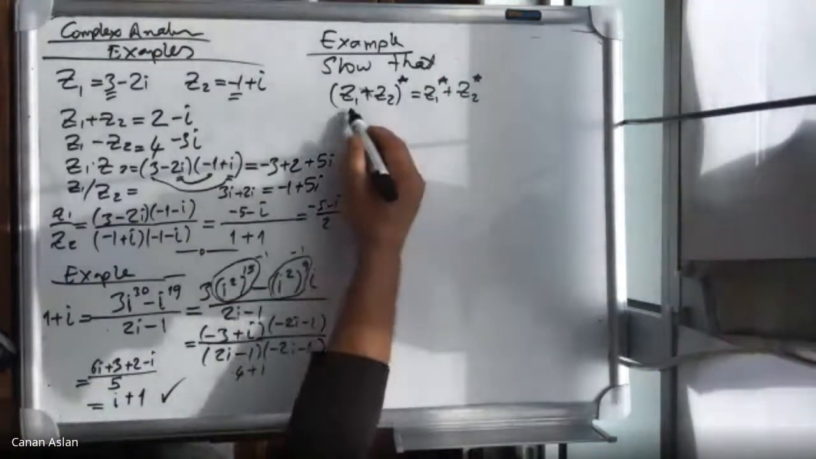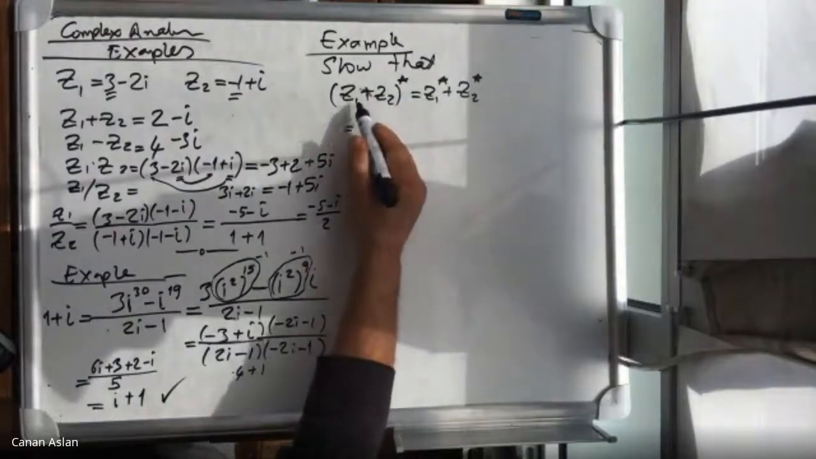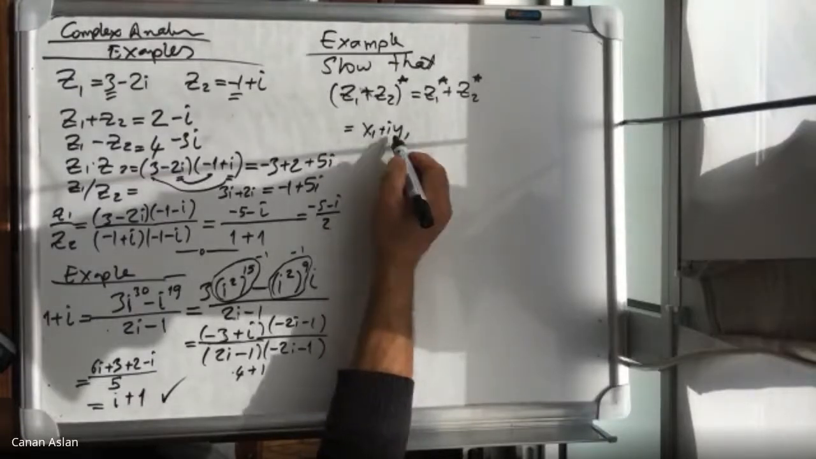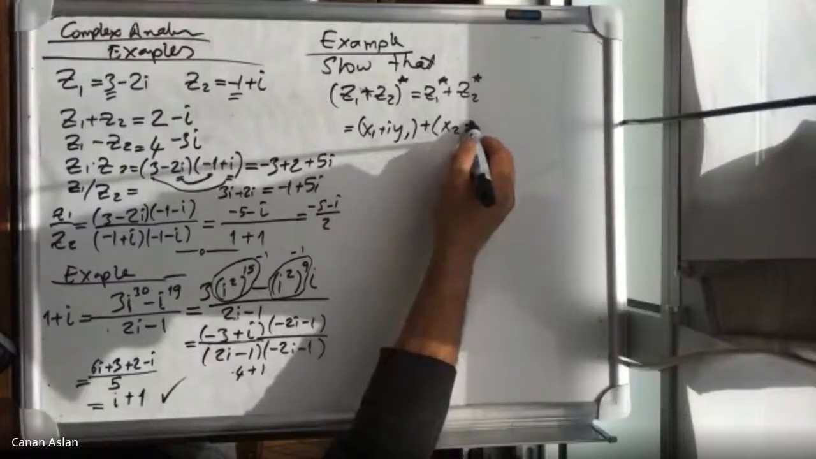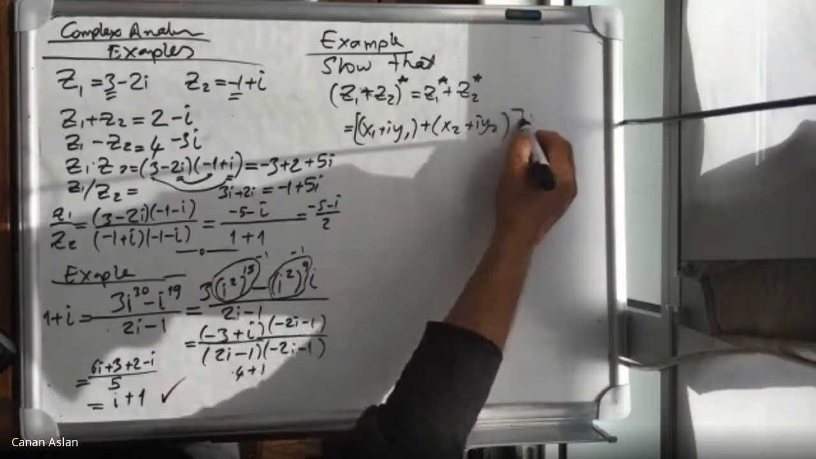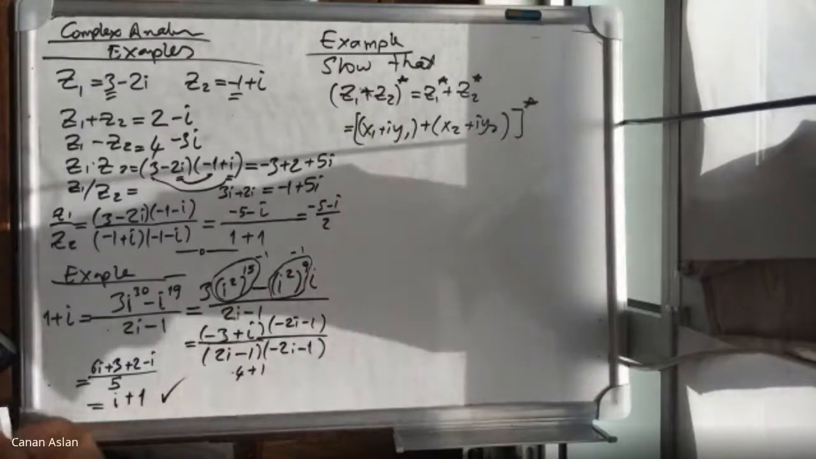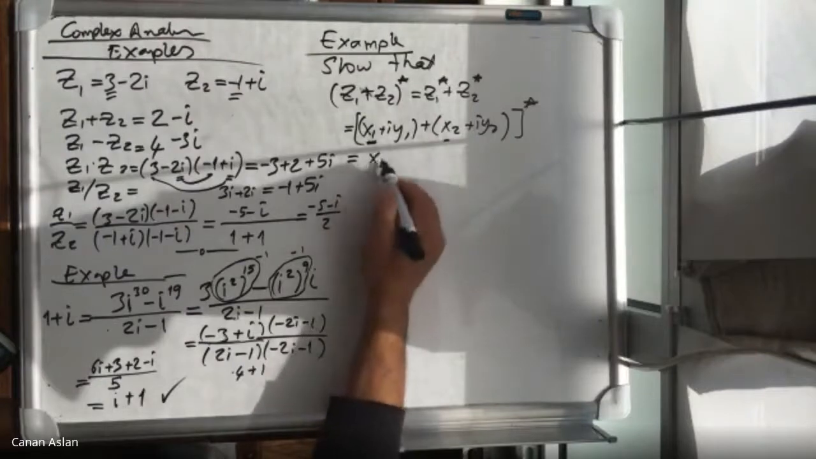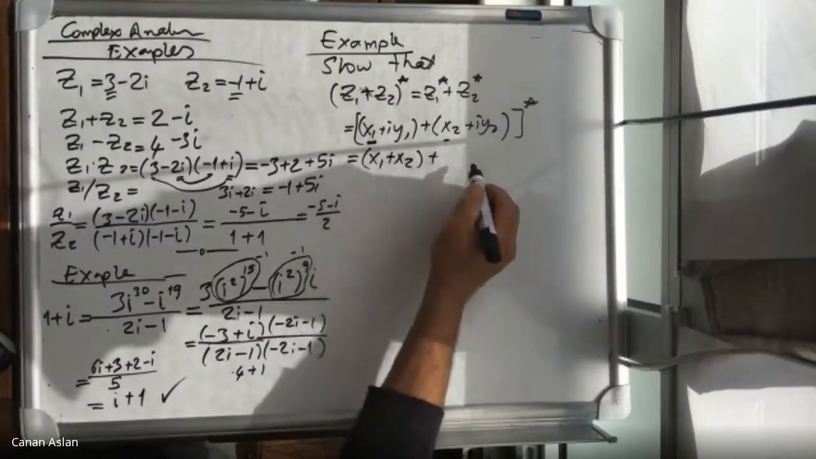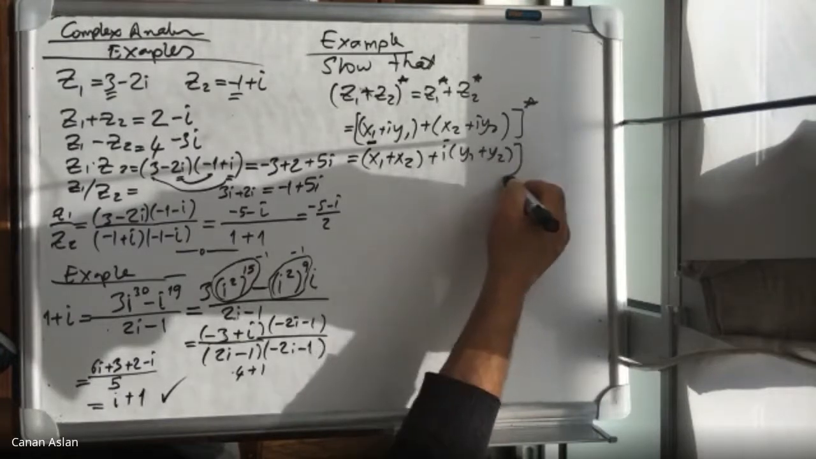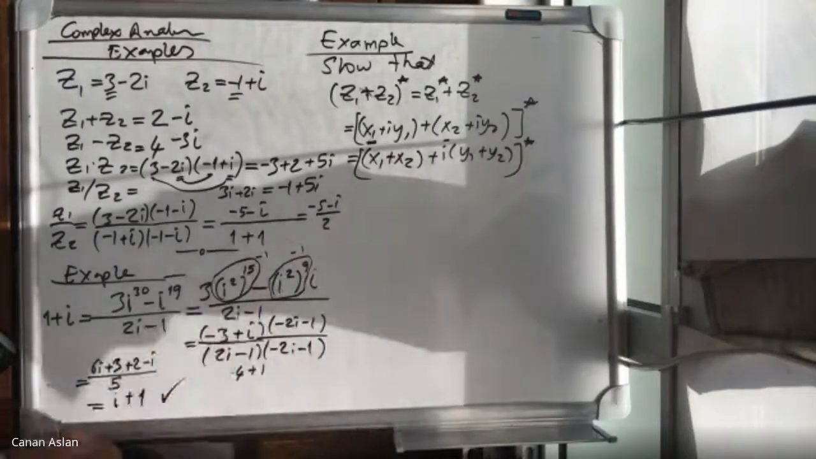So how can we get this? We will first get Z1 and Z2, add them up, and then take the complex conjugate. So Z1 is x1 plus i y1, and Z2 is x2 plus i y2. Now we are adding the real parts and the imaginary parts separately, so x1 plus x2, this is the real part, plus i times y1 plus y2. This is the general thing. Again we have to take the complex conjugate of it.